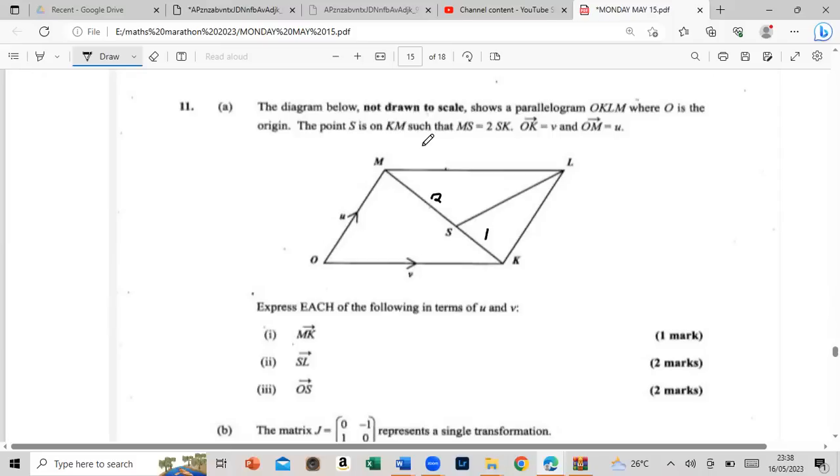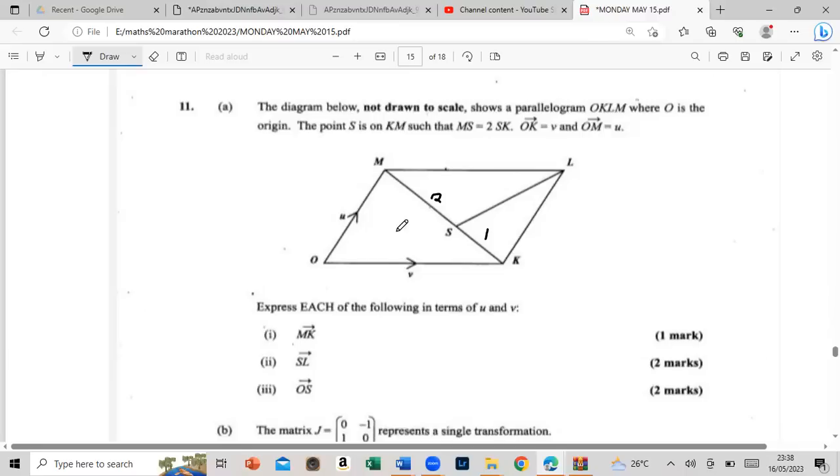All right, let's put other things in perspective. It says the vector from O to K is equal to V, and from O to M is equal to U. And it says now express each of the following in terms of U and V, and that is only one mark, and they want the vector from M to K.